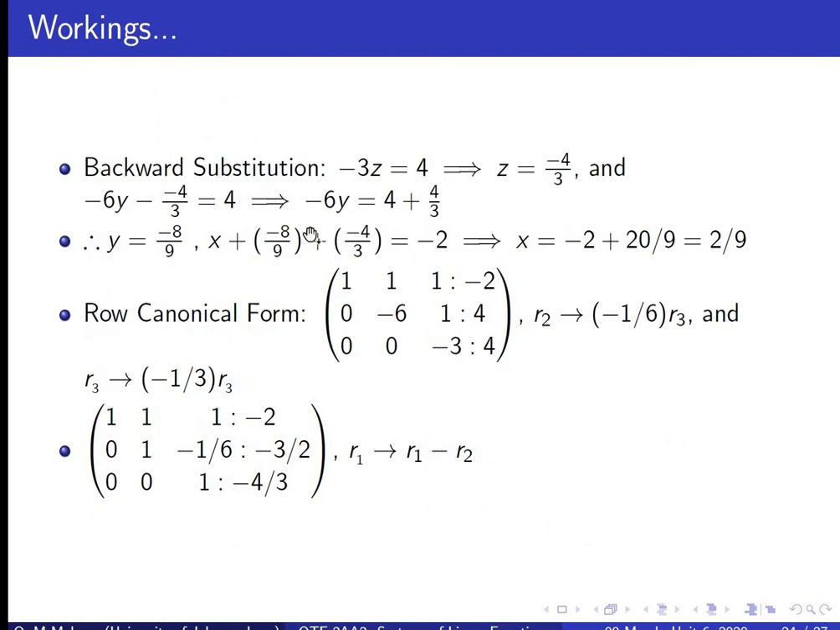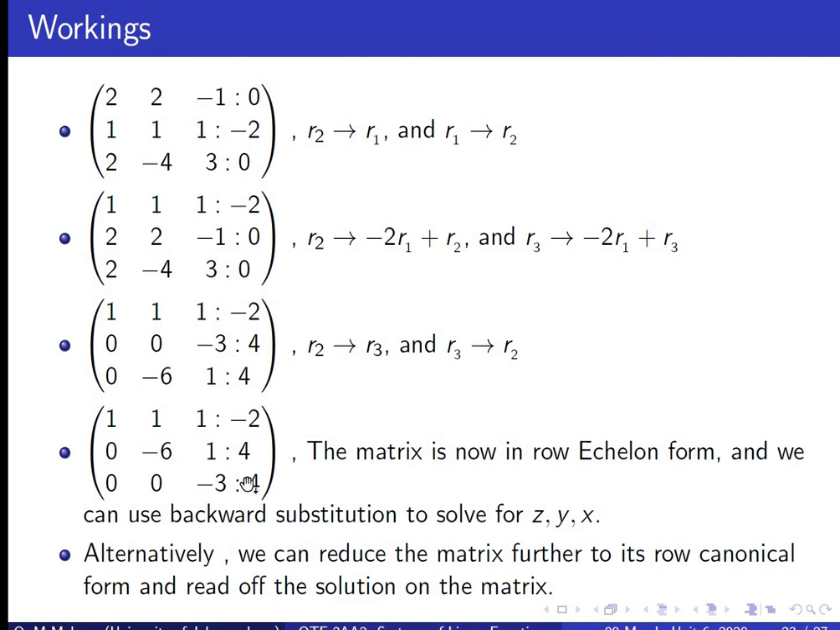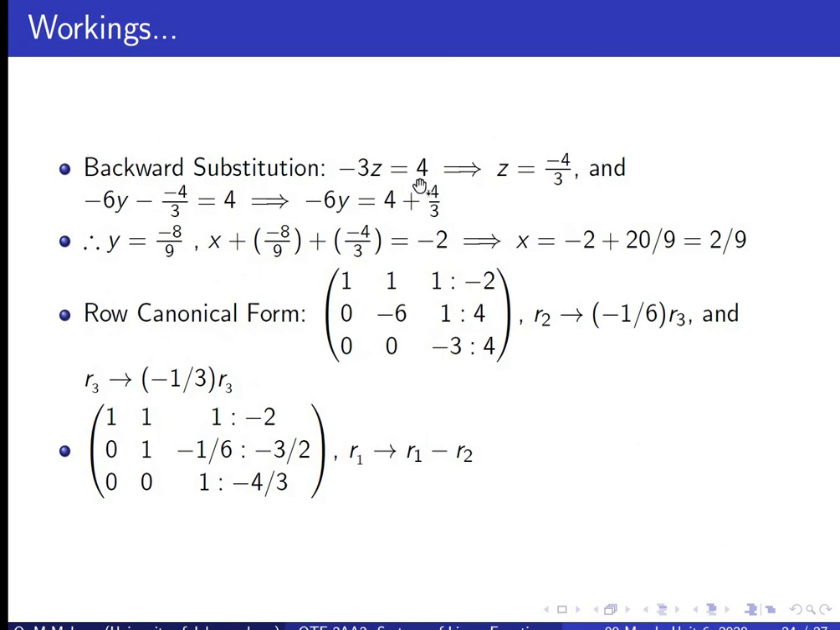So we use backward substitution here. As you can see, all these equations are from our matrix that's in row echelon form. So negative 3z is equal to 4 as per this equation, as per this matrix here. This coefficient negative 3 corresponds to z. Negative 3z is equal to 4, which implies that z is equal to negative 4 over 3.